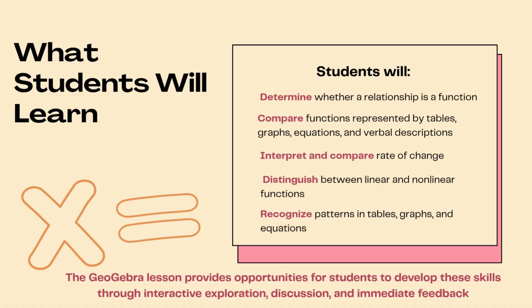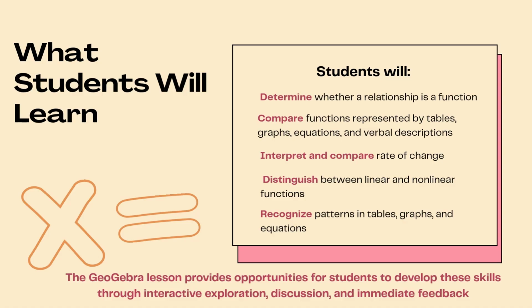Students also compare functions represented by tables, graphs, equations, and verbal descriptions. Miles and Williams emphasized that students should recognize these representations as different ways of communicating the same mathematical relationship rather than viewing them as isolated skills. As students compare representations, they develop a deeper understanding of how functions behave across different mathematical models.